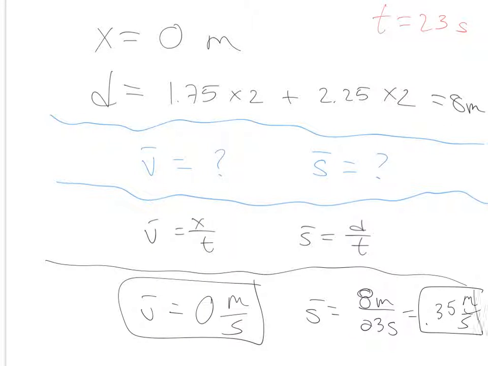Notice, no positive or negative sign there, because again, speed only matters the distance traveled. The distance traveled does not need an indication of direction. This is always going to be listed as positive.